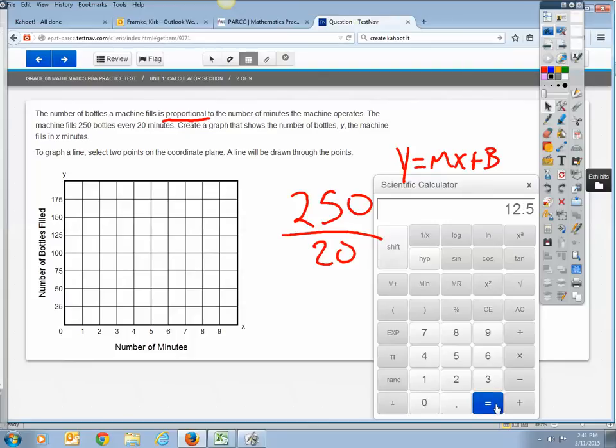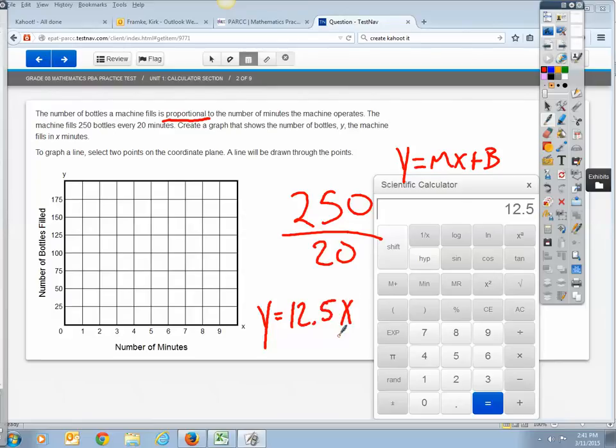It's important to know that's in per minute. So that means that my equation, not that I'm using it, not that I'm being asked for it, is y is equal to 12.5x. So how many bottles do I fill in 0 minutes? 0 bottles. So I'm going to go ahead and put a dot right here.